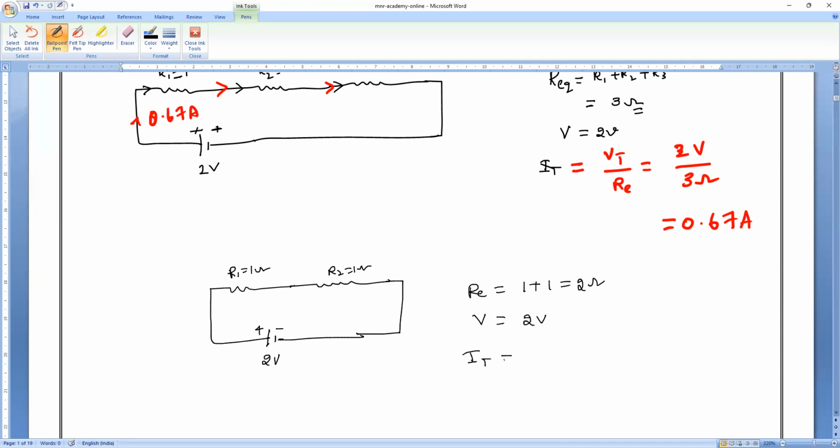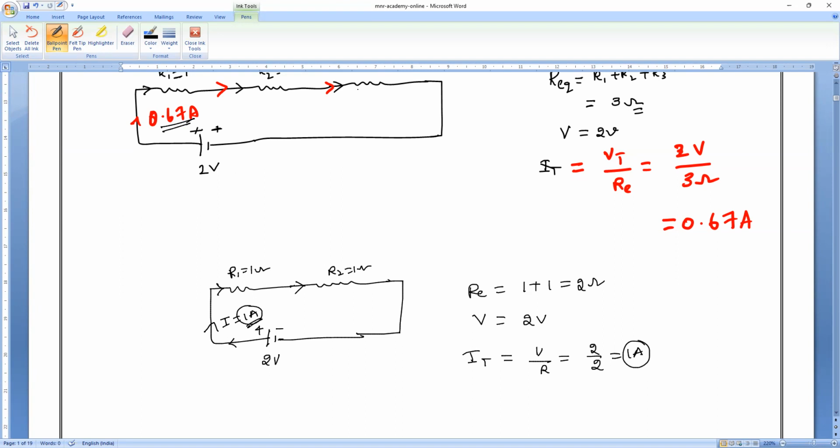Then what is the total current passing in the circuit? V divided by R, which is equal to 2 by 2, which is equal to how much, guys? 1 ampere. Do you all understand? So the current passing in the circuit is equal to 1 ampere. Check it, everybody. Of course here also current remains constant, but here 1 ampere current, and there only 0.67 ampere current.